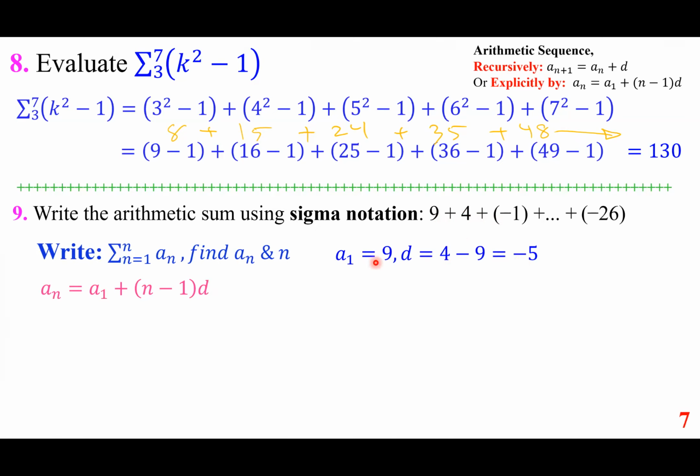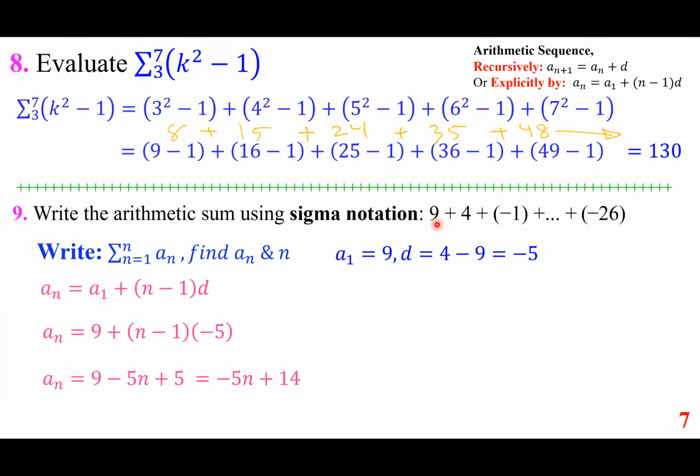Let's plug in. Replace the a sub 1 with 9, n minus 1, and replace the d with -5. So this is 9, let's distribute. This is -5n plus 5, and of course, -5n plus 14. That's your a sub n. So we got a sub n.